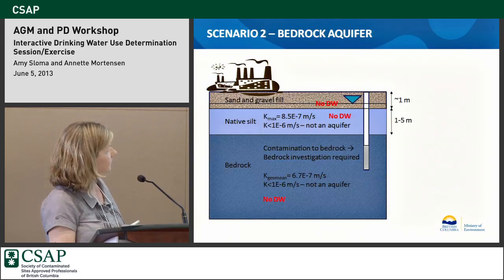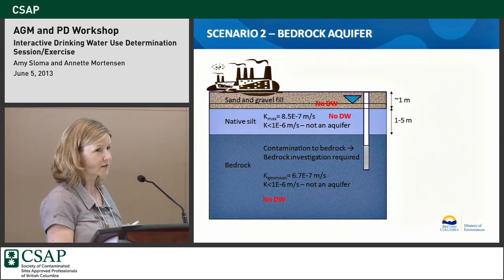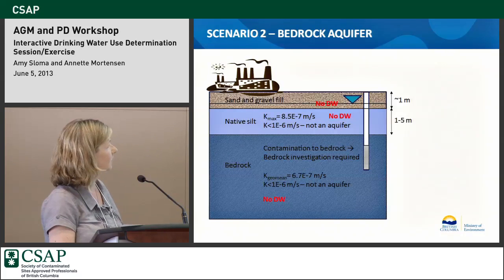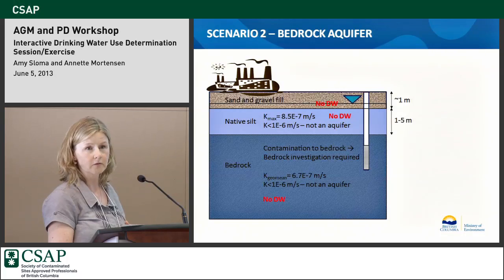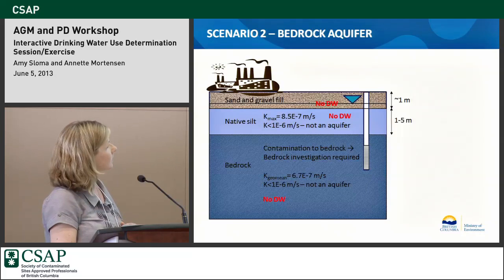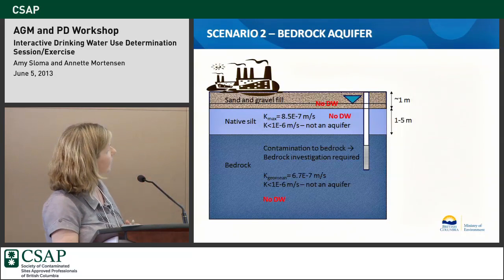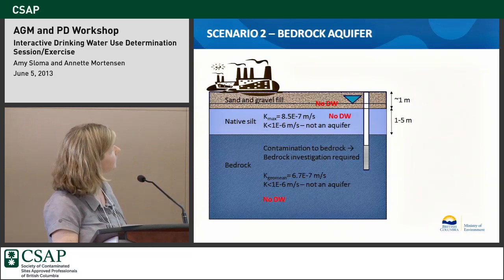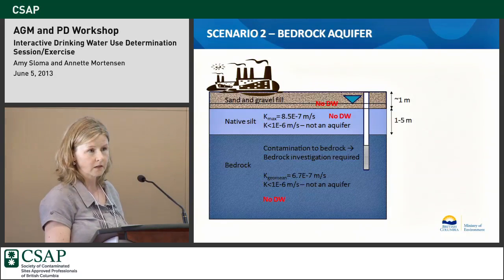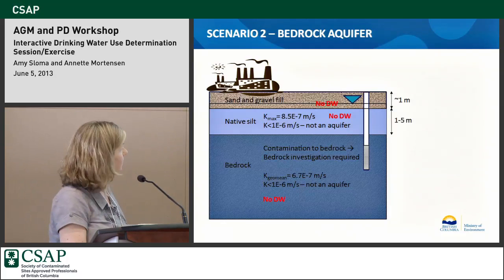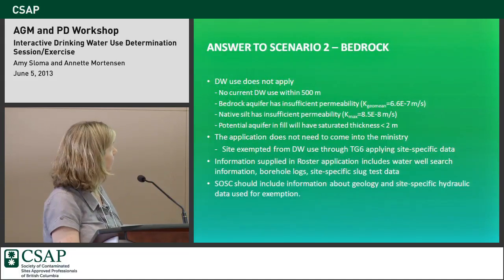The silt: here we have less than 6 measurements. We use the max K value. It shows that it's less than 10 to the minus 6, so it's not an aquifer. Drinking water use does not apply. If there had been a little shallow aquifer up in the fill, it would have been less than 2 meters thick, so drinking water use does not apply. So overall, for the site, drinking water use does not apply.